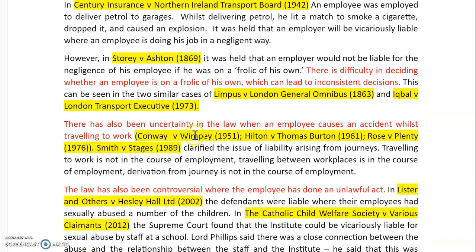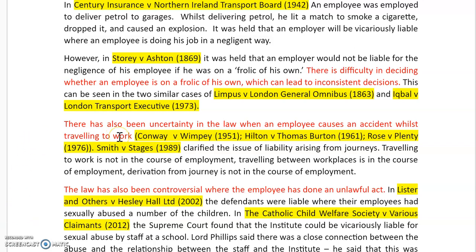I've then gone on to Story and Ashton, where it was held that an employer wouldn't be liable if the employee was on, quote, a frolic of his own. And there can be difficulty in deciding whether an employee is on a frolic of his own or not, which can lead to inconsistent decisions. And you could compare and contrast the cases of Limpus and Iqbal on that.